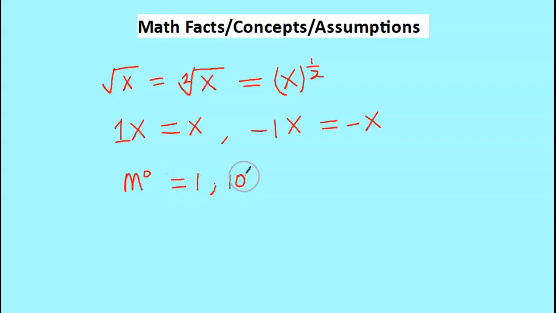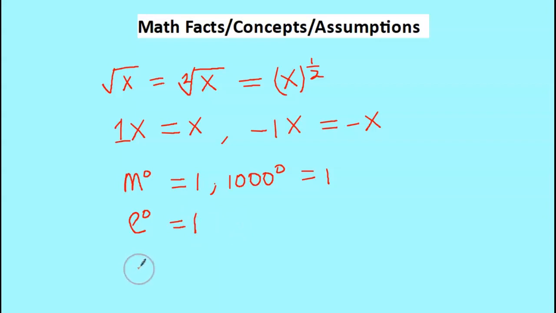Okay, so here m to the power 0 is 1. At the same time, 1000 to the power 0 is 1. It's one of the laws of exponents, so we have to know that. If we know that, it's going to help us a lot. e to the power 0 is 1. We have to know that one too.